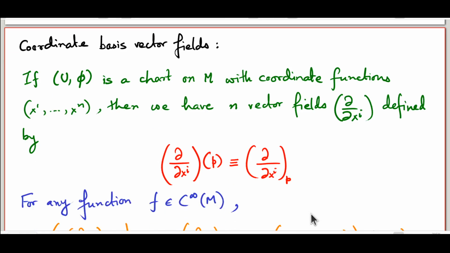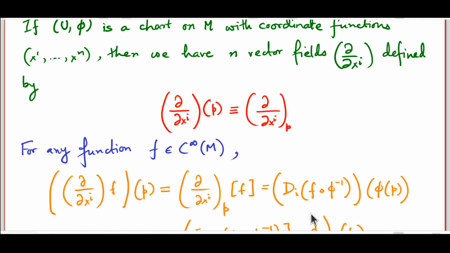Now, for any function f, which is a smooth function, the action of this del xi on f will give us a function, a new one, whose value at the point P will simply be given by del xi at P acting on f. Note that this is nothing but the tangent vector to the coordinate curve, and using that fact, we had established earlier that when del xi at P acts on the function f, it gives you a value which is nothing but the ith partial derivative of the proxy function f composite phi inverse at the point phi of p.